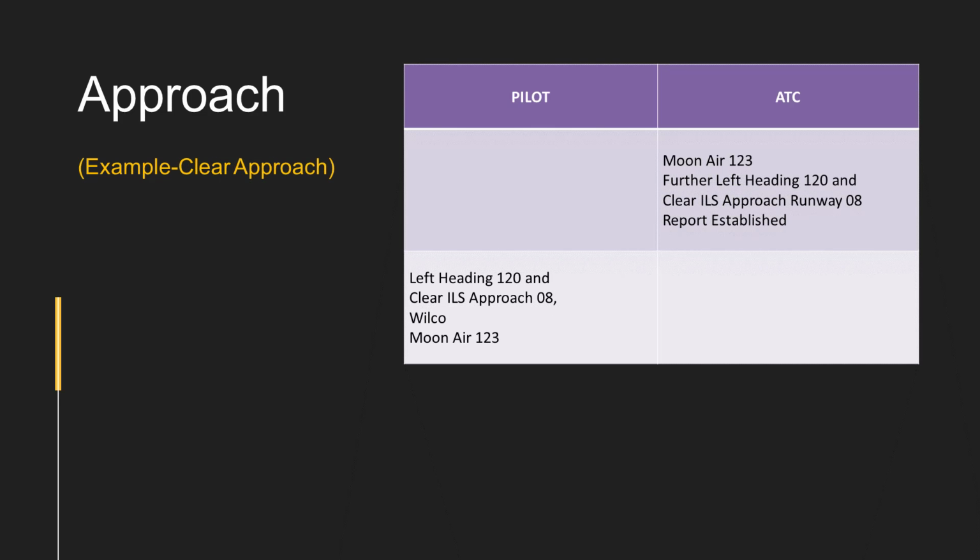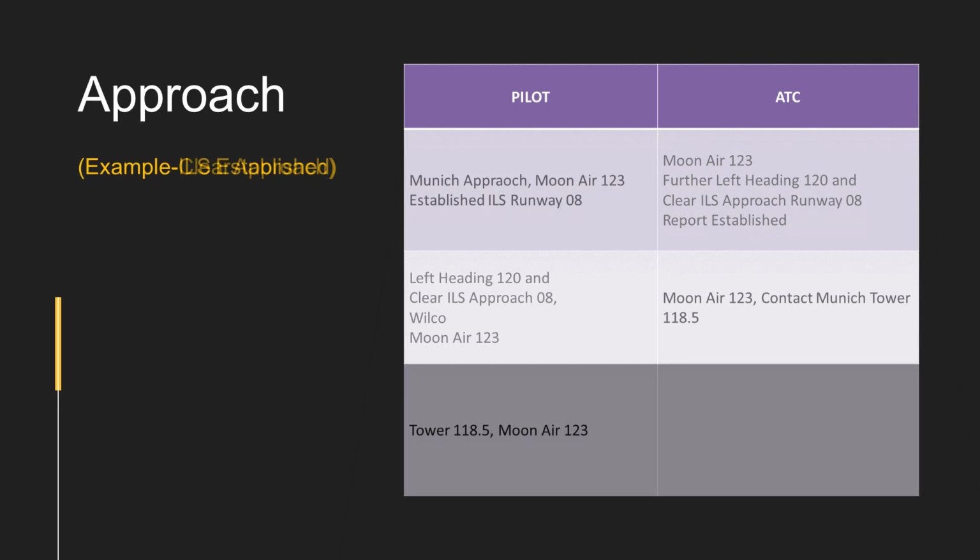While we are approaching the inbound course, ATC may clear us for the related approach, like in the example. Munir 123, turn left heading 120 and cleared ILS approach runway 08, report established. Left heading 120 and cleared ILS approach runway 08, wilco, Munir 123.